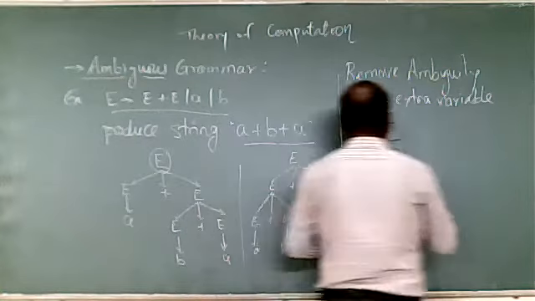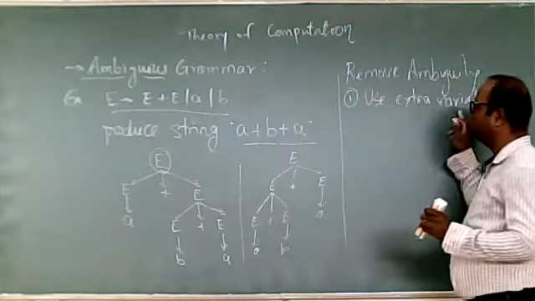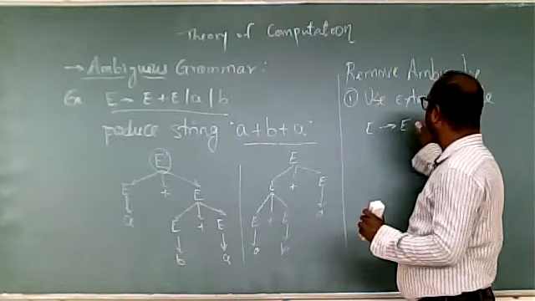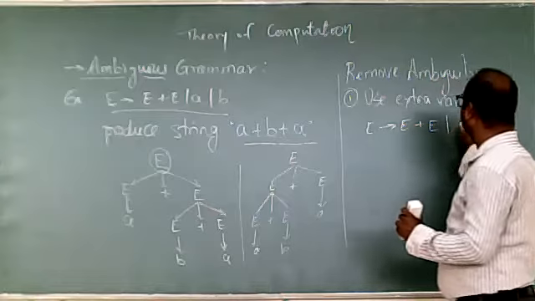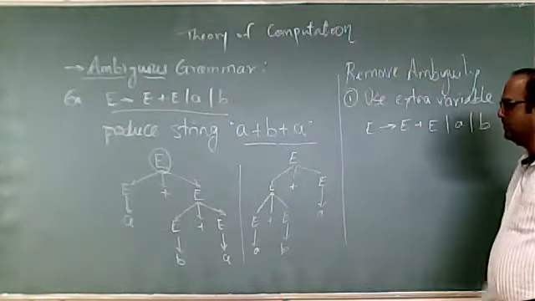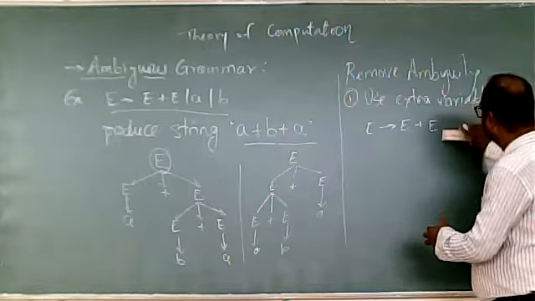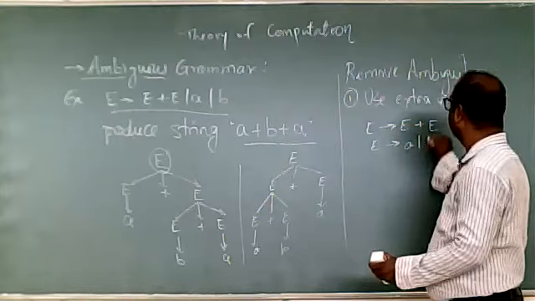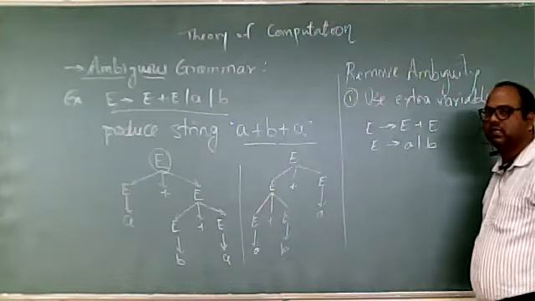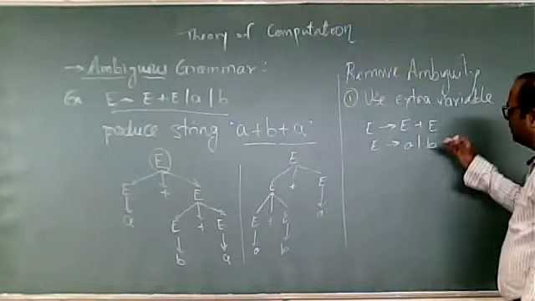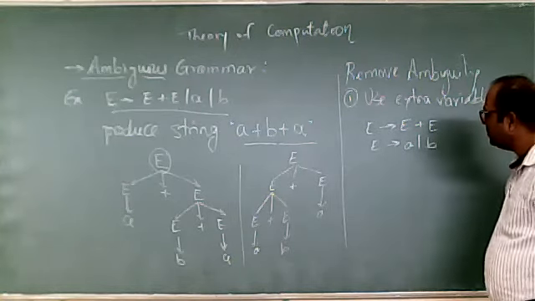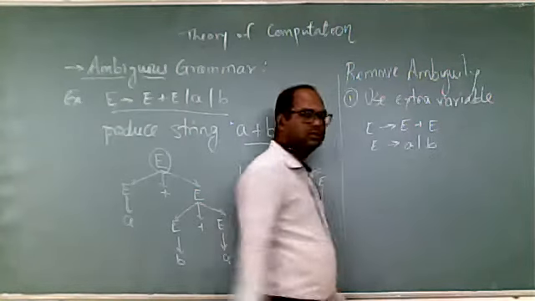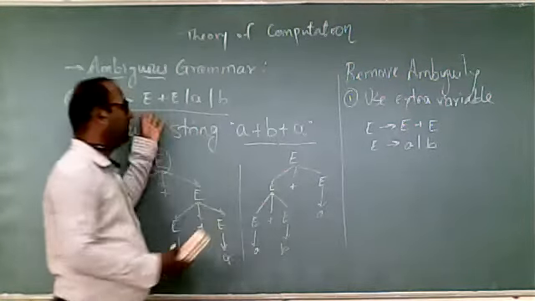So how to remove this ambiguity with the help of some extra variable? Suppose the grammar is E produces E plus E or A or B. We can write it on the same line or distribute it into multiple lines. So E produces E plus E, E produces A or B. This is my given grammar.